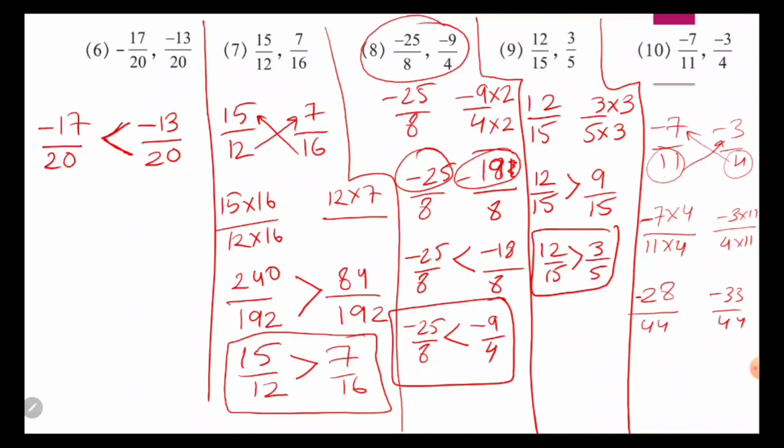So we can see which number is greater: minus 28 upon 44 is greater, because minus की साइन आ गई तो छोटा नंबर बड़ा होगा. Therefore I will be writing that in minus 7 upon 11 and minus 3 upon 4, minus 7 upon 11 is a greater number.